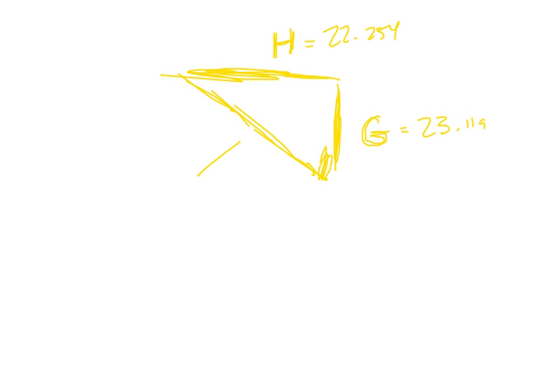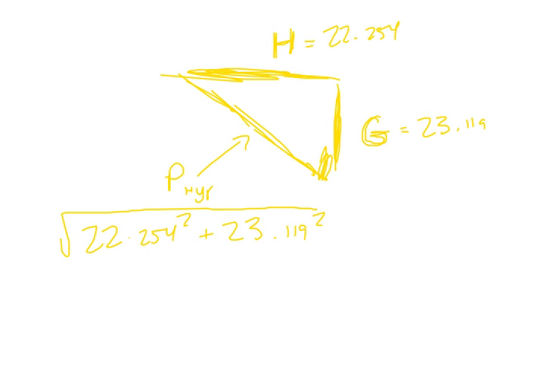How do I solve for the hypotenuse? Pythagoras' theorem. You guys remember that? To solve for your hypotenuse, it's going to be 22.254 squared plus 23.119 squared, all square rooted. That will give you your momentum. I'll use an h here on the hypotenuse, which is what we really want. So find those values.